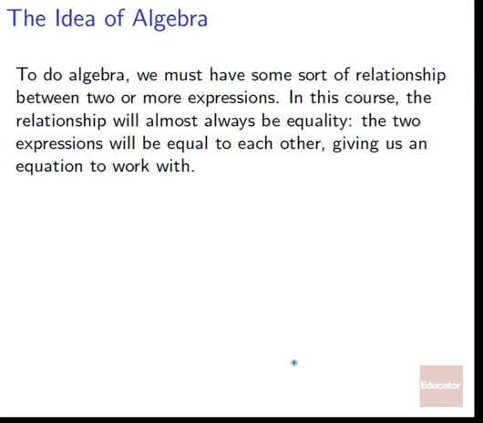For being able to do algebra, we need to have some sort of relationship between two or more expressions. In this course, our relationship is almost always going to wind up being equality. It's going to be based on having an equal sign between two expressions. The two expressions will be equal to each other, and that gives us an equation to work with, allows us to do algebra, do some stuff.